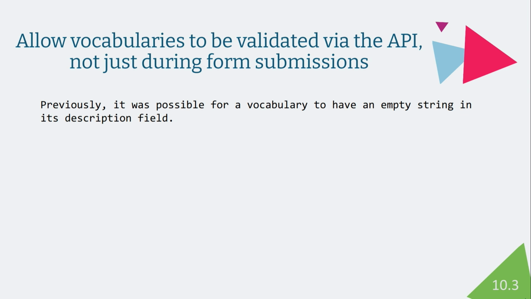Vocabularies are one thing that is now able to accept validation through the API and not just during form submissions. Previously, you could have an empty string in the description field if you were to submit it, but the config schema tells us that it's not allowed to have an empty string. It's a required thing. So this is now being validated.